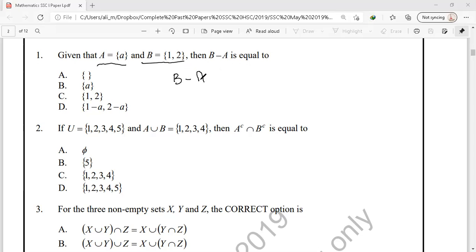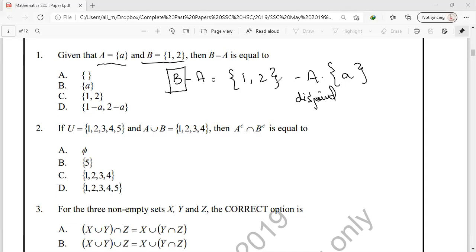B minus A. So set B is 1 and 2, and set A is element with A. So as we can see that these two sets are actually disjoint sets, and for disjoint sets the difference is always equal to set B. हम इन दोनों सेट्स का डिफरेंस लें, तो there is nothing common element between them. So the result we will get is equal to set B. So option B is the correct answer for this question.